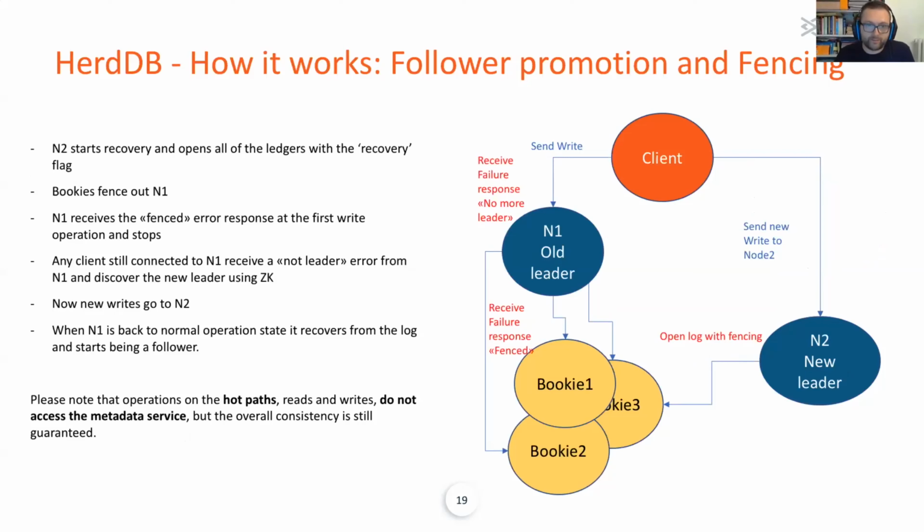When a client that is still connected to N1 tries to send a write, N1 writes to the bookies and receives a special response: fenced. So it stops working and it returns an error to the client, something like, hey, I'm no more the leader for this table space. So the client now starts the discovery again, and it eventually connects to N2 and will continue the write operation to N2.